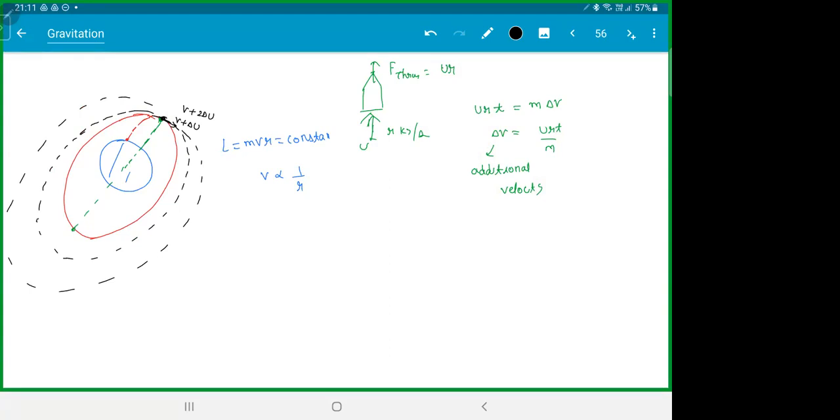You getting it? So you keep on switching on the engine whenever it comes to this closest point. At one point, you're given so much velocity, you go to infinity. Got the idea?